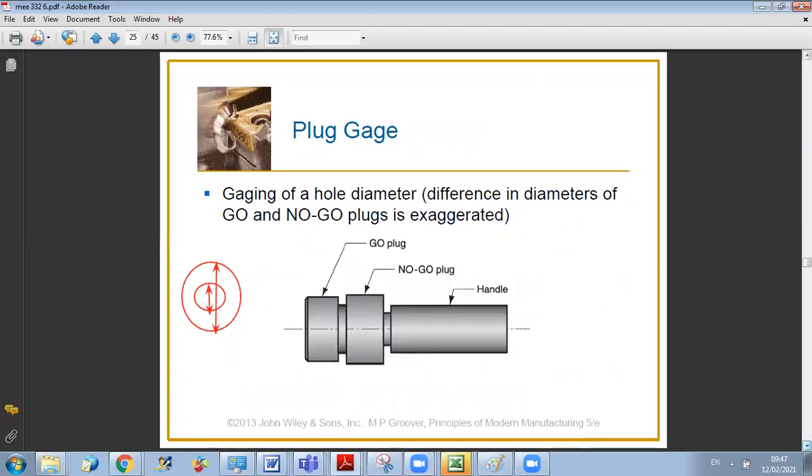Now, this is the plug gauge. The plug gauge is a type of gauge based on the same principle, but this one is mainly used for measurement of holes, or of internal measurements. So you have the go, no-go plug. As usual, if you have a hole and you want to measure it, the plug will give you the minimum value of the hole diameter, and in this case you can measure an internal length.